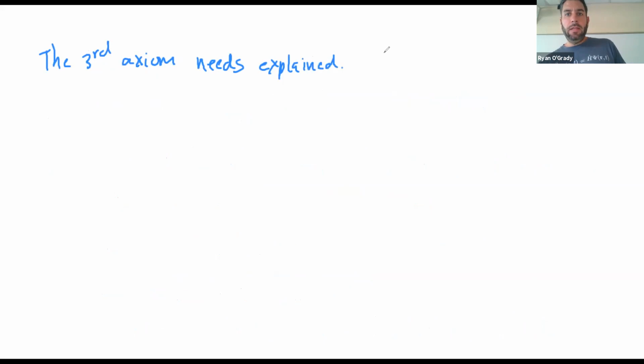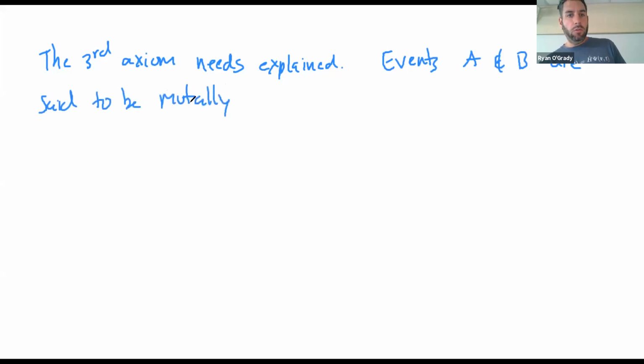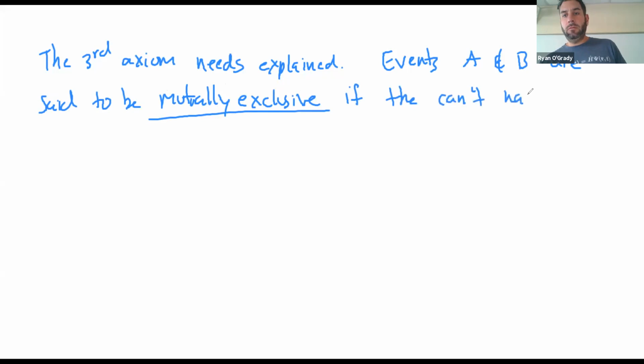So let's say events A and B are said to be mutually exclusive if they can't happen at the same time.